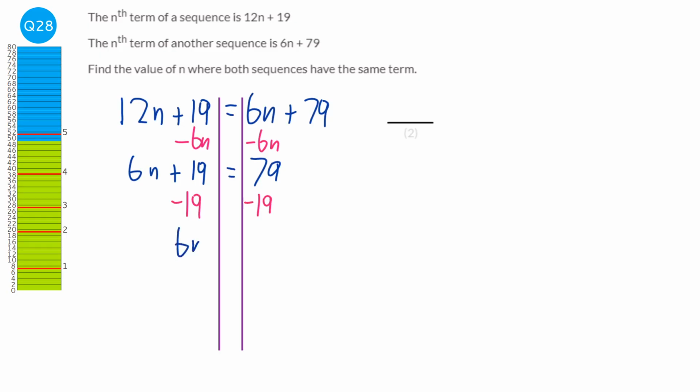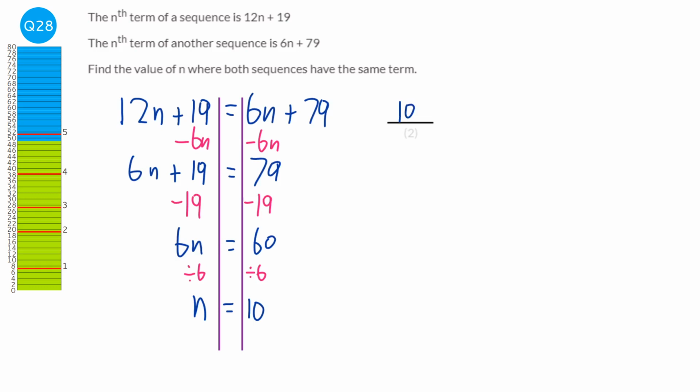And so we've got 6n equals 79, take away 19, which is 60. And finally, we're just going to divide by 6. And so that would be n equals 10. So the value of n is 10.